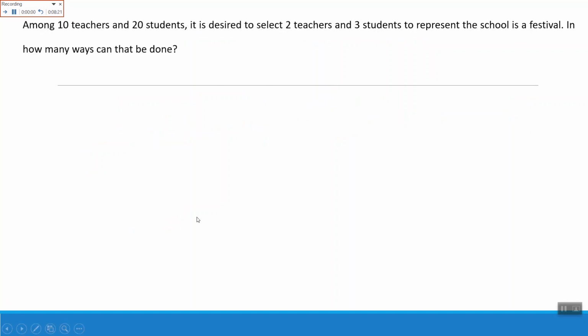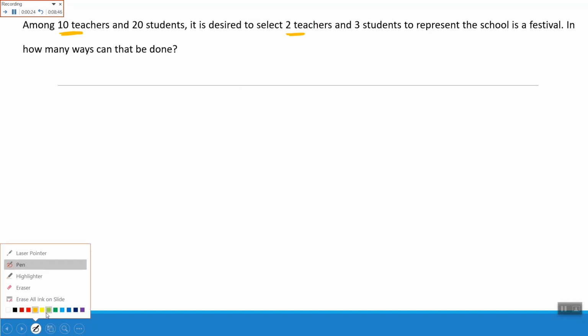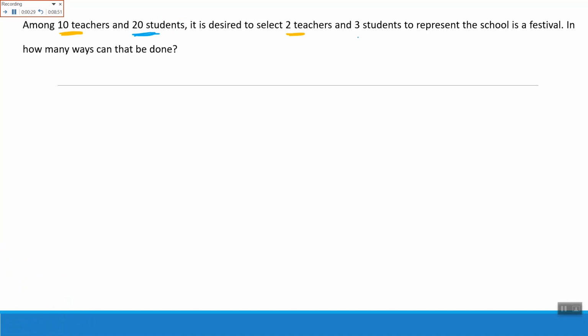Let's carry on. The next question says the following. Among 10 teachers and 20 students, it is desired to select 2 teachers and 3 students to represent the school in a festival. In how many ways can that be done? Let's now look at the numbers. I have 10 teachers and I want to select 2 teachers out of them. So from 10, I want to select 2. And 20 students, I want to select 3 students.